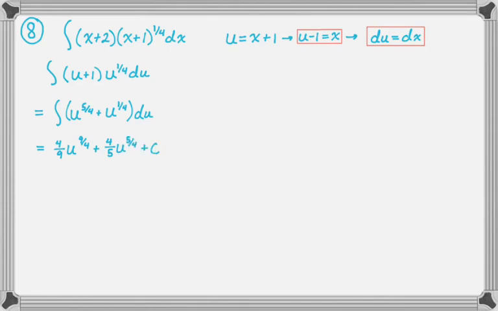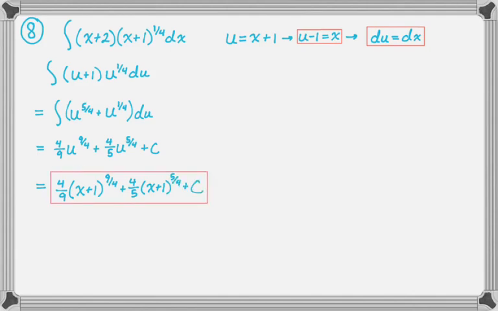So basically done if we just make our substitution for u. We would get 4/9 times the quantity x plus 1 to the 9/4, plus 4/5 the quantity x plus 1 to the 5/4, and then plus c. But that's probably not the answer that a calculator or a computer would give you. So instead, let's go back a step, factor it, and go from there.